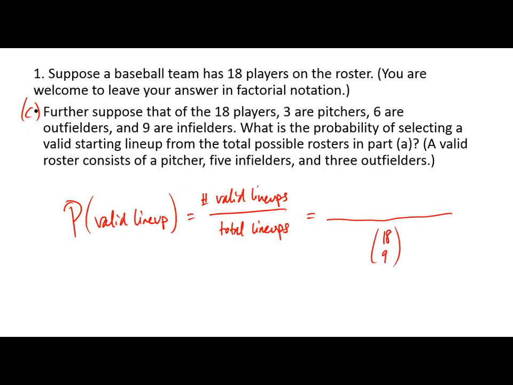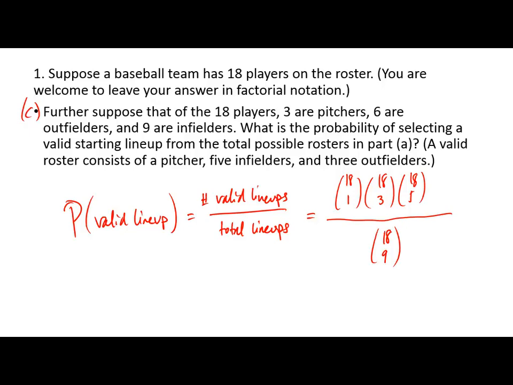Anybody have any intuition for how to figure out how many valid lineups there are? Break it down for each position, exactly. So how do I do that? Well, pitcher, it's 18 choose 1. Infielders, we choose 5. And then outfielders are 18 choose 3. Okay, so you said 18 choose 1, 18 choose 3, and 18 choose 5. Does anybody have a problem with that?